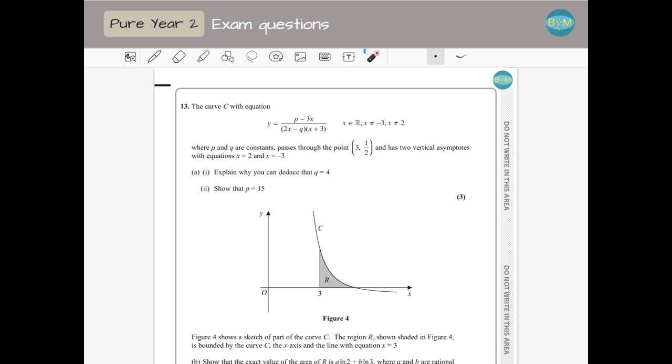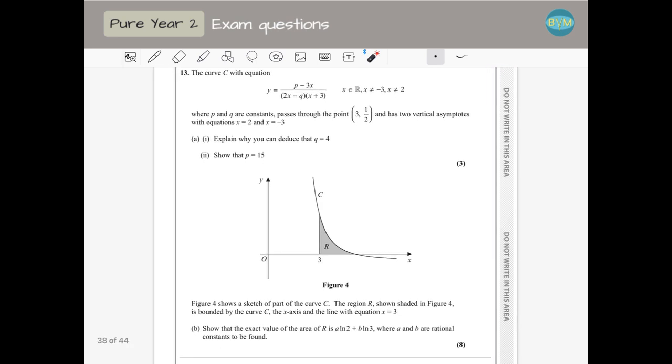Hello, this is question 13 on your June 2019 paper 1 from Edexcel. You have a curve with this equation where x is a real number that can be minus 3 or 2. P and Q are constants, and the curve has two vertical asymptotes with these equations. Explain why you can deduce that Q is 4.